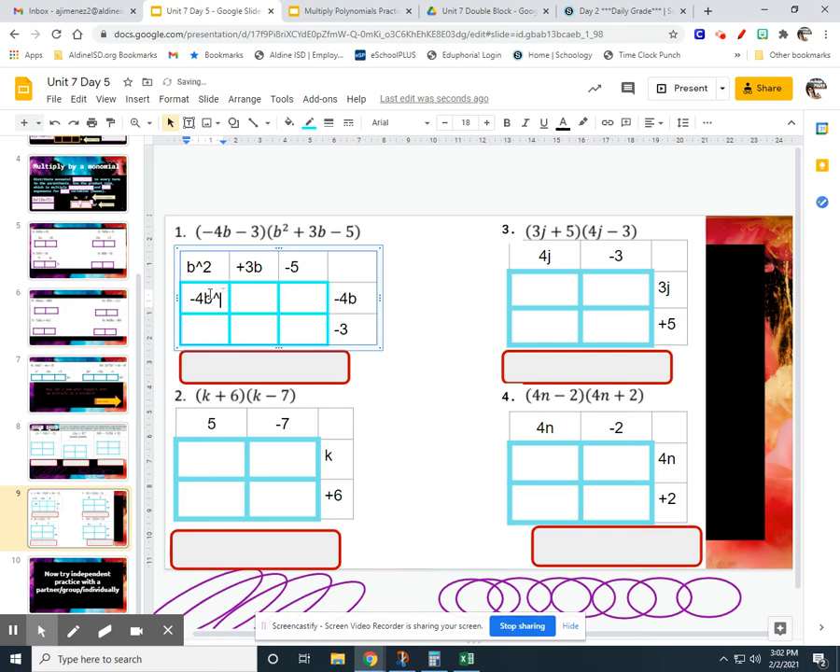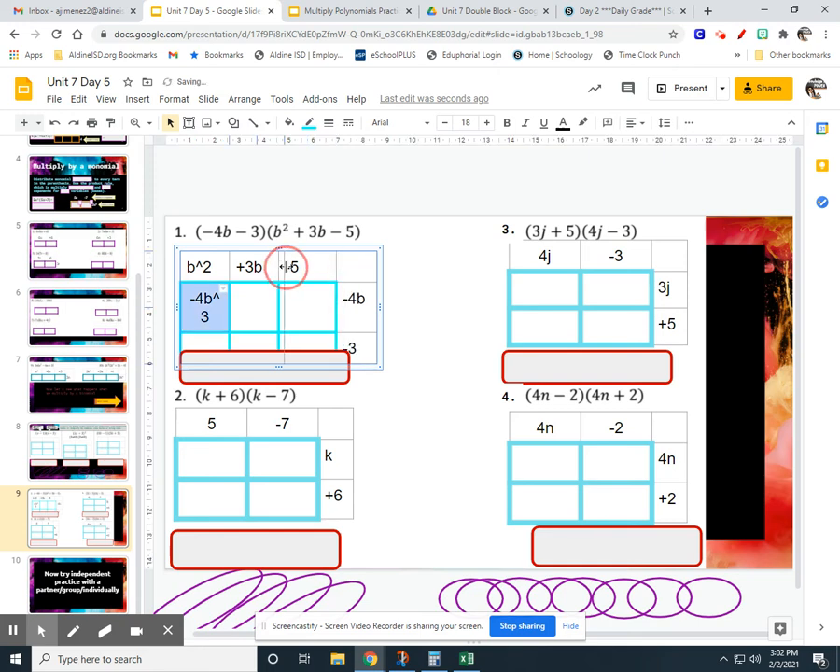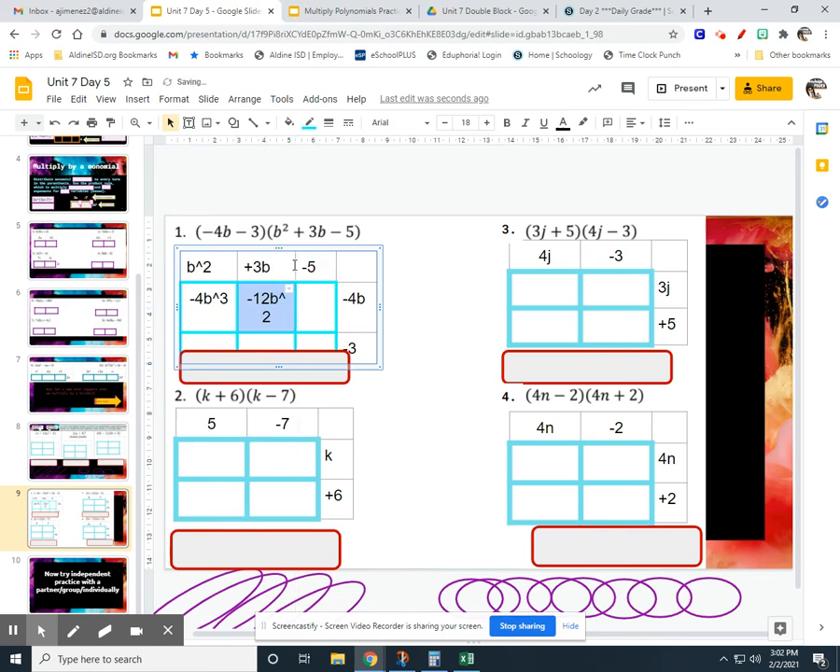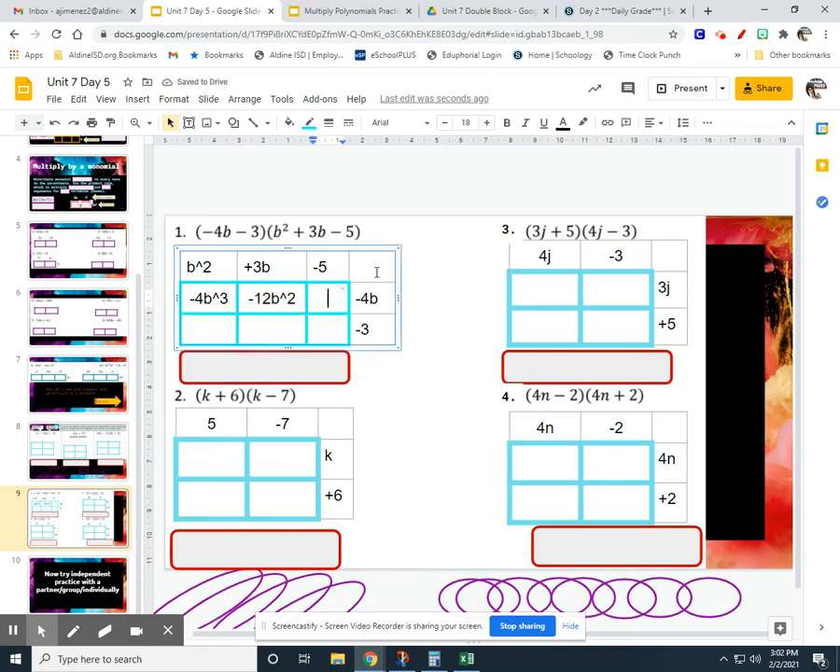So negative 4b to the third. Then 3 times negative 4 is negative 12b. I add the exponents, I get squared. Okay. Negative 5 times negative 4 is positive 20, and then the b.